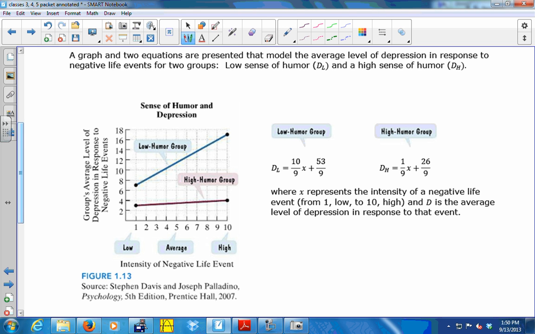So what is a quick, clear conclusion you can get from that graph? Yeah, the high humor group has a much lower depressive response than the low humor group.